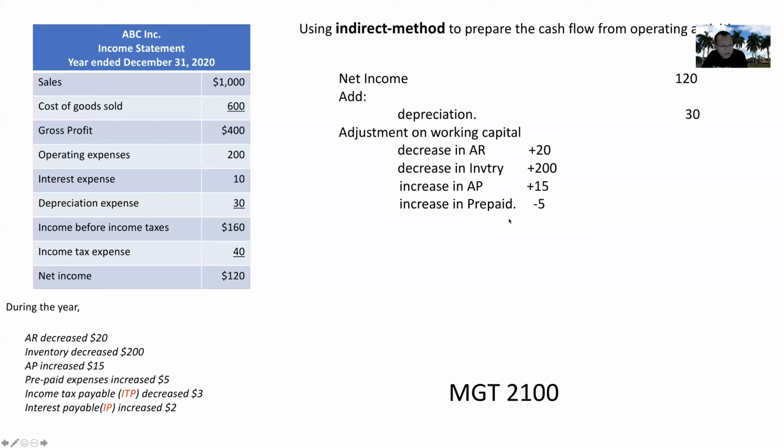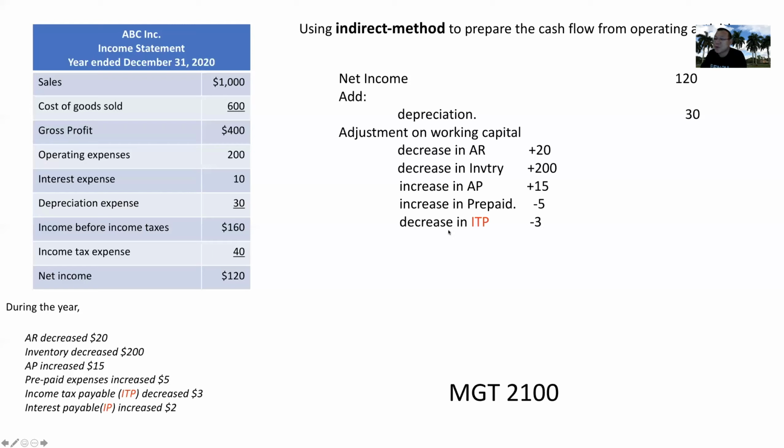Prepaid expenses increased by $5. So prepaid expenses means you have to pay these expenses now, even though you haven't used the service yet. So in this case, you are paying the cash. So your cash decreased by $5. Income tax payable decreased by $3.